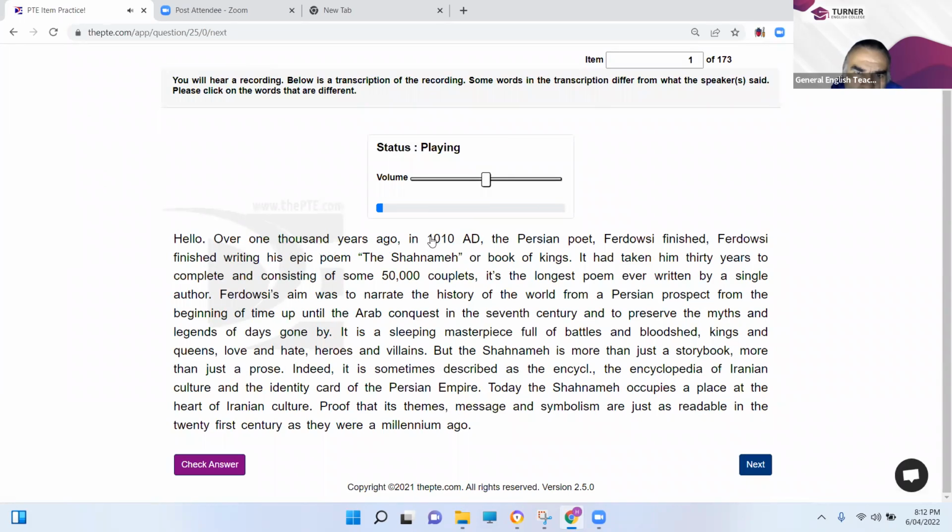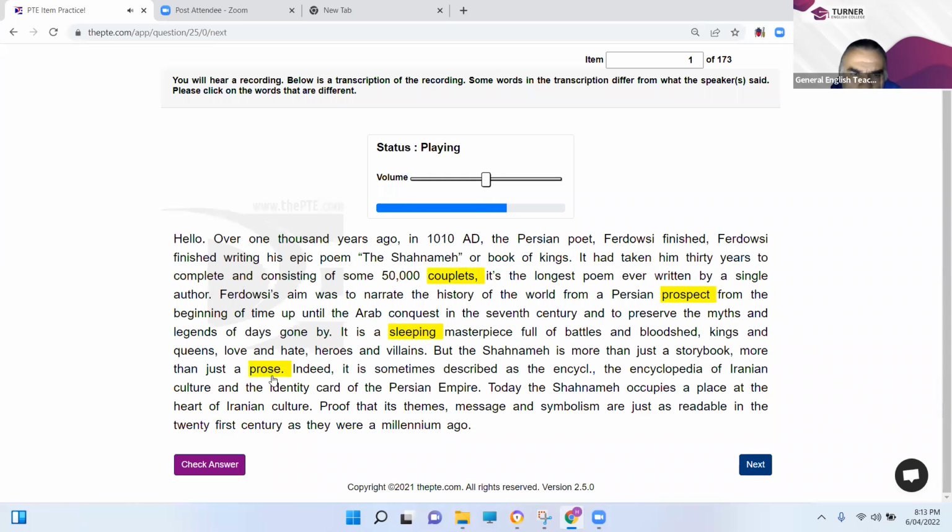Hello. Over 1,000 years ago, in 1010 AD, the Persian poet Ferdowsi finished writing his epic poem, the Shahnameh, or Book of Kings. It had taken him 30 years to complete, and consisting of some 50,000 verses, it's the longest poem ever written by a single author. Ferdowsi's aim was to narrate the history of the world from a Persian perspective, from the beginning of time up until the Arab conquest in the 7th century, and to preserve the myths and legends of days gone by. It's a sweeping masterpiece full of battles and bloodshed, kings and queens, love and hate, heroes and villains. But the Shahnameh is more than just a storybook, more than just a poem.